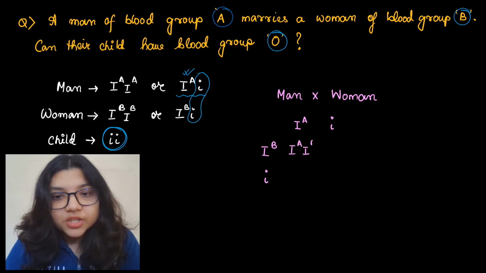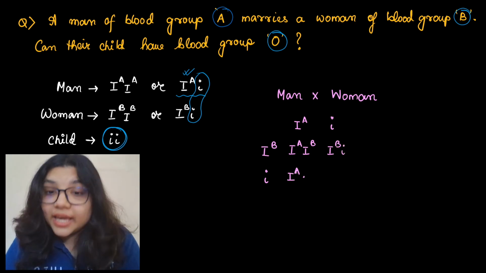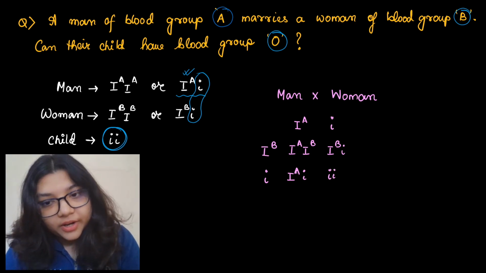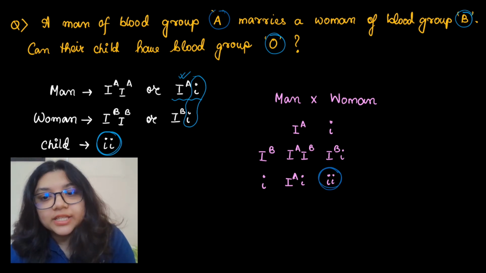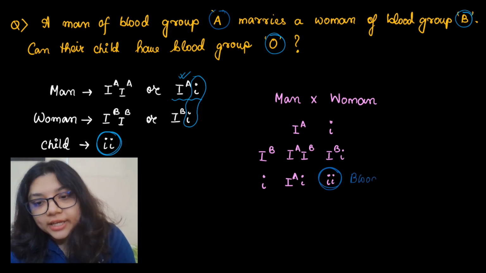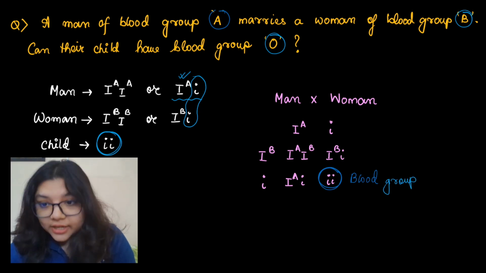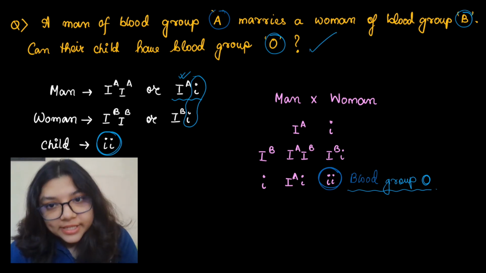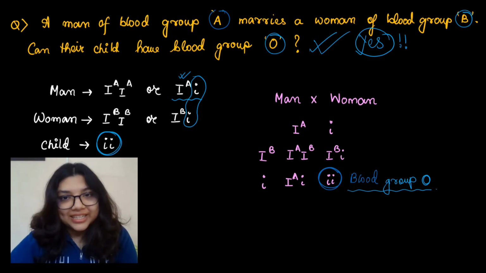So let's finish the Punnett square. IA IB, IB small i, IA small i, and small i, right? Can you note here carefully that small i is present? So small i gives rise to the blood group O. That is what your question has asked: can this child have blood group O? So yes, the answer is their child has the possibility of having blood group O. I guess it is absolutely clear.